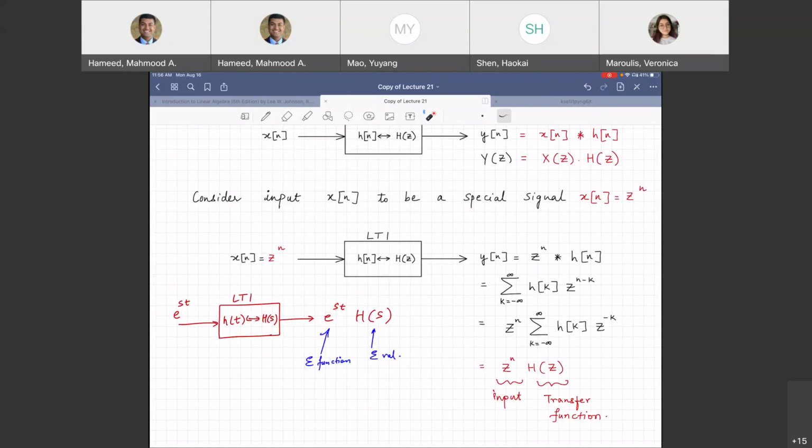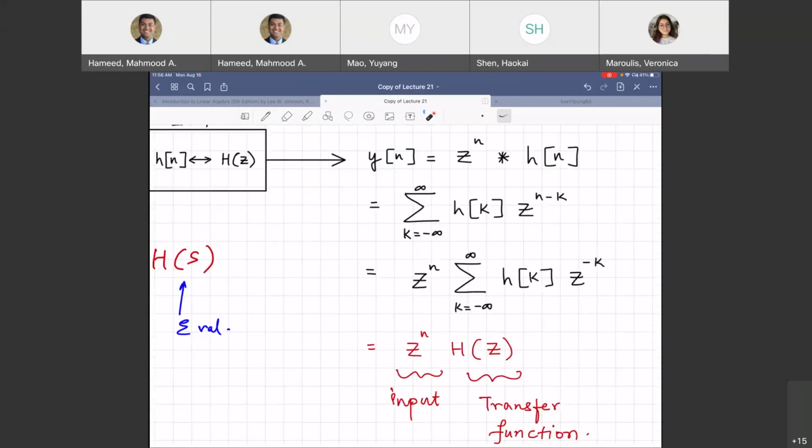The LTI system has eigenfunctions of e to the st, and their eigenvalues are h of s. For the z transform, z to the n is your eigenfunction, with h of z defined as the z transform as your eigenvalues. And you can see h of z is defined as this, right? h of k times z to the minus k. That's exactly what our z transform was based on. So that's sort of the derivation of the z transform.